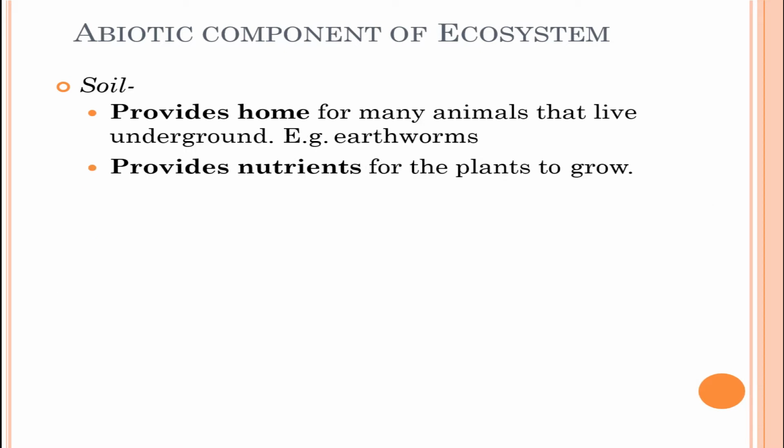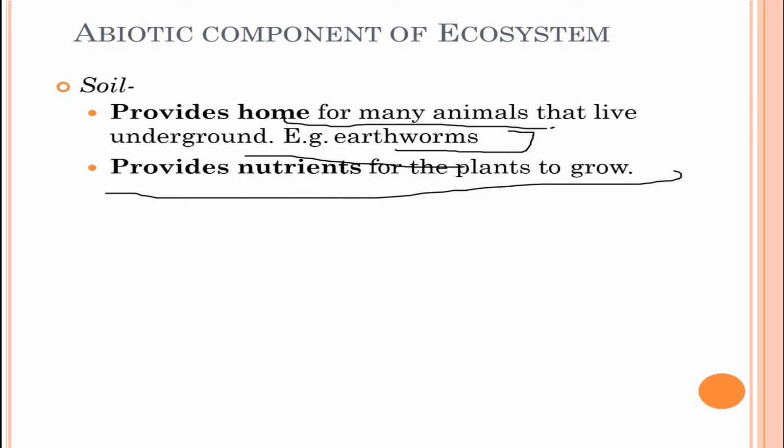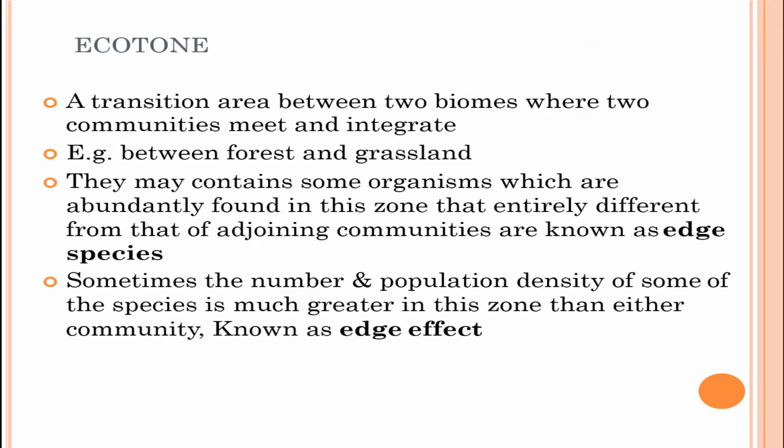Next we have soil. Soil provides a home for many animals that live underground, such as earthworms and many sorts of worms that are present underground. Also it provides nutrients to the plants to grow and to survive in harsh or optimal conditions.